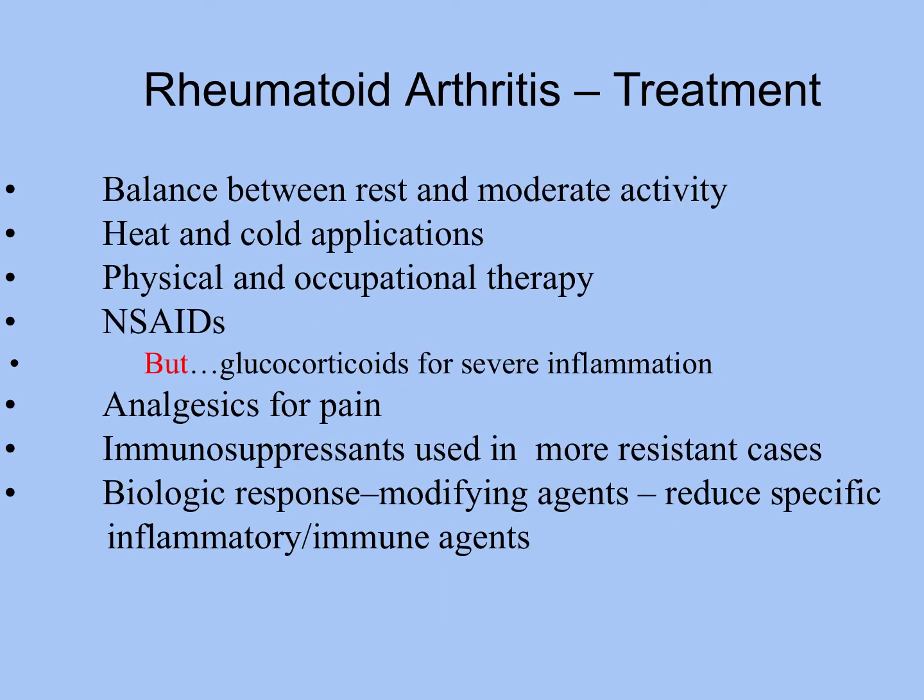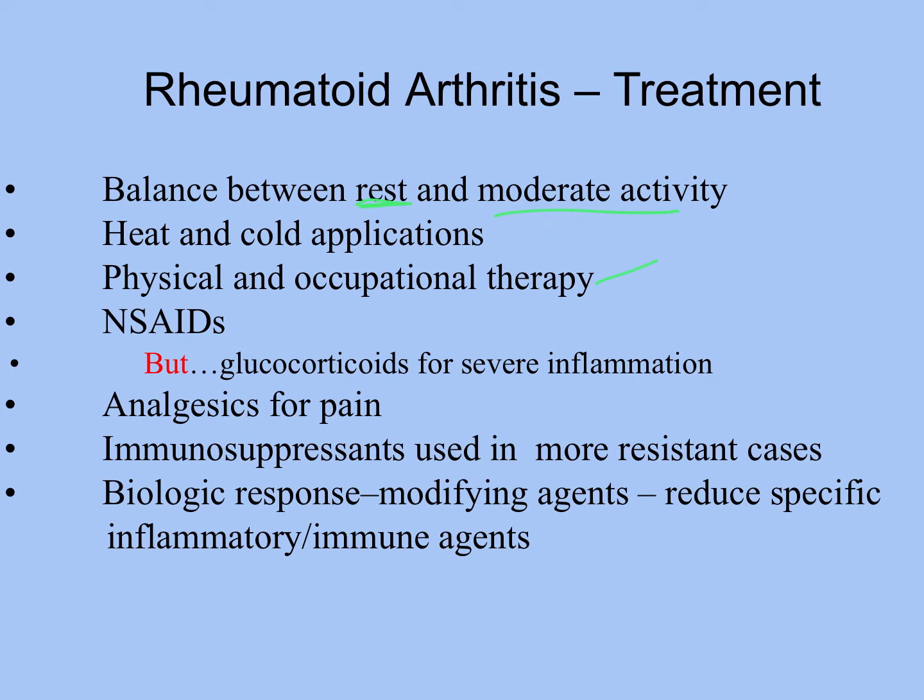So the way this is treated typically is a balance between rest and moderate activity. You want them to rest because this disease process is very taxing, so they need to rest to maintain their energy. But you don't want them to rest too much. They need to get up and move around so those joints can remain mobile as well. So it's a delicate balance between the two. Heat and cold applications: heat to get blood to those joints so they can remain healthy. Cold to reduce some of the inflammation if it gets too painful.